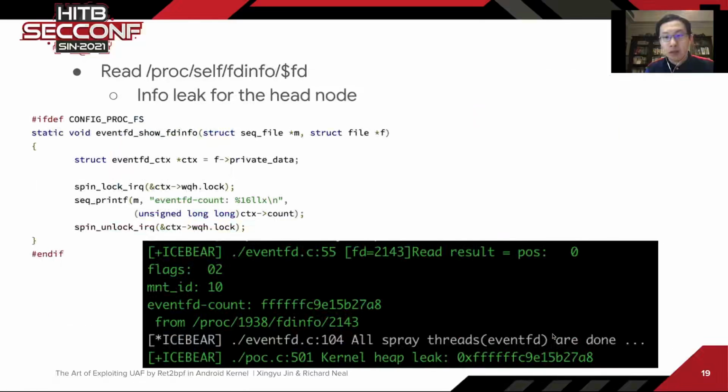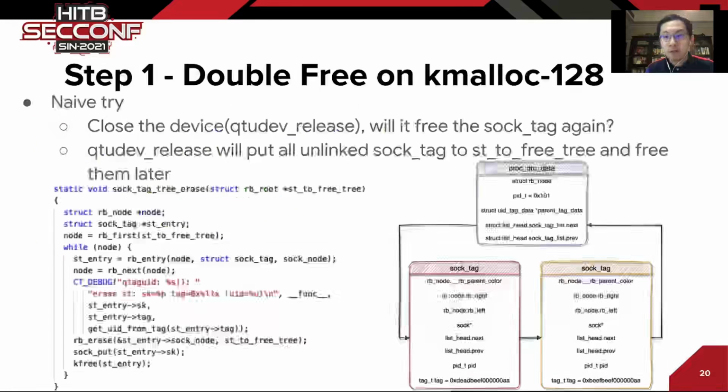Now we will talk about how to convert the heap address information leak into a special double free in the Android kernel. Basically, a very naive idea to get a double free is to grab two identical socket tags, so the kernel will eventually unlink all the tags and free all of them. So you might get a very nice double free primitive, but obviously the kernel crashes because there are several security checks.